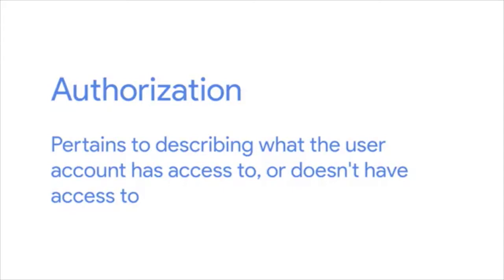Earlier, we covered authentication, the first component of the 3 A's of security. Next up, we'll cover authorization, which is usually tightly coupled with authentication. Now, while authentication is related to verifying the identity of a user, authorization pertains to describing what the user account has access to or doesn't have access to. These are separate and distinct components of AAA that have different purposes.